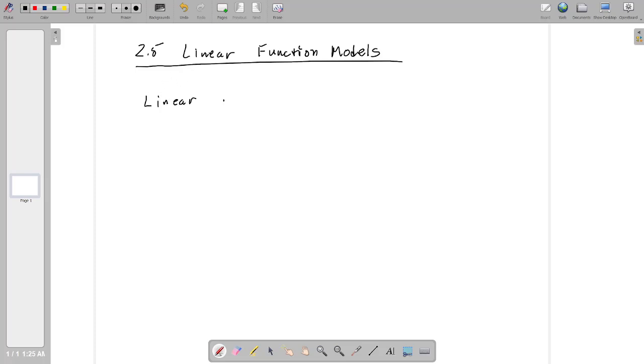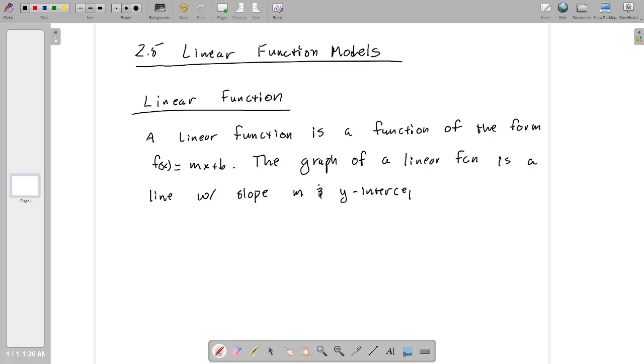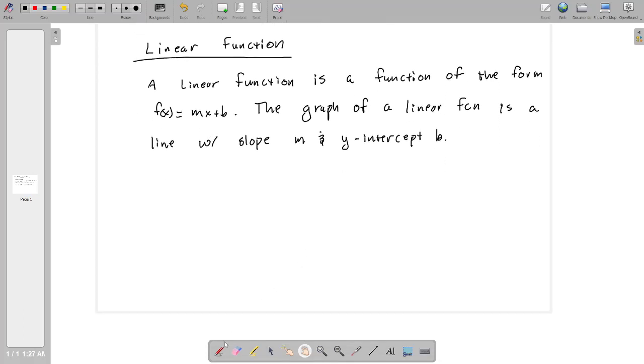Now, let's start with a linear function again. A linear function is a function of the form f of x is equal to mx plus b. The graph of a linear function is a line with slope m and y-intercept b. Now, we've seen these before. We've actually dealt with them quite a bit.